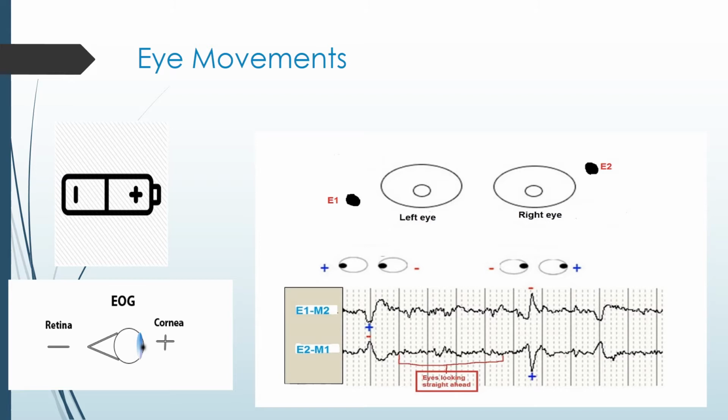So in front of you on your picture, starting at the left, you see E1-M2, that's your left eye, and those eyeballs are looking to the left. So your cornea is moving towards your electrode.